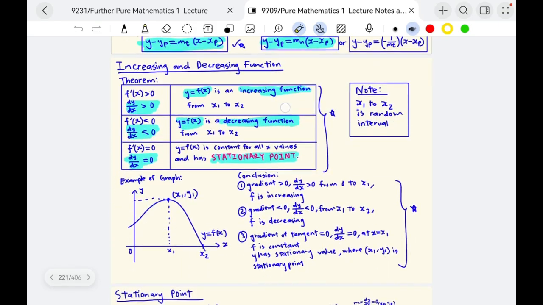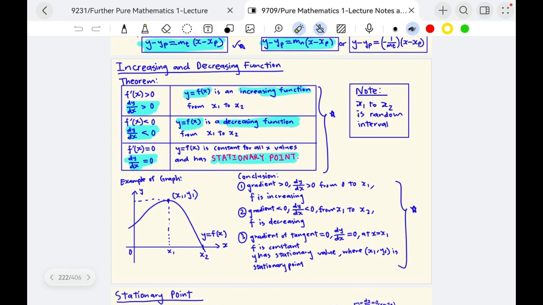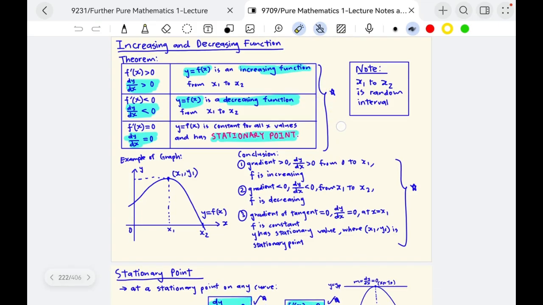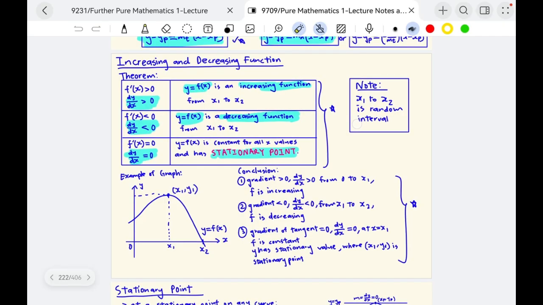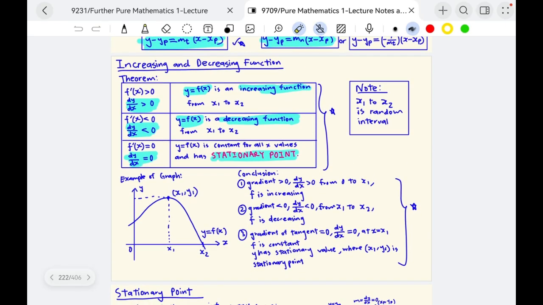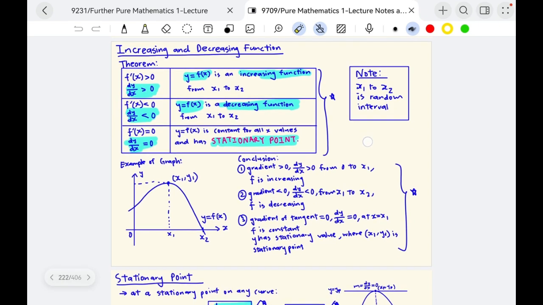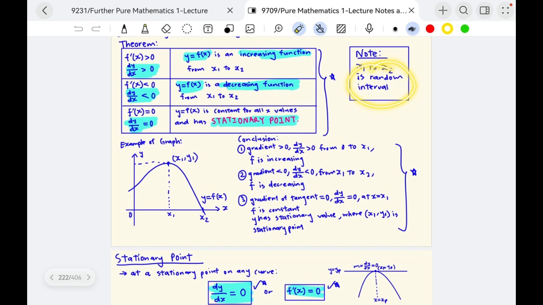And for the increasing and decreasing functions, this subtopic is very common and comes out in your exam frequently. So when it is increasing and when it is decreasing, you look at the values of dy/dx for the given interval.